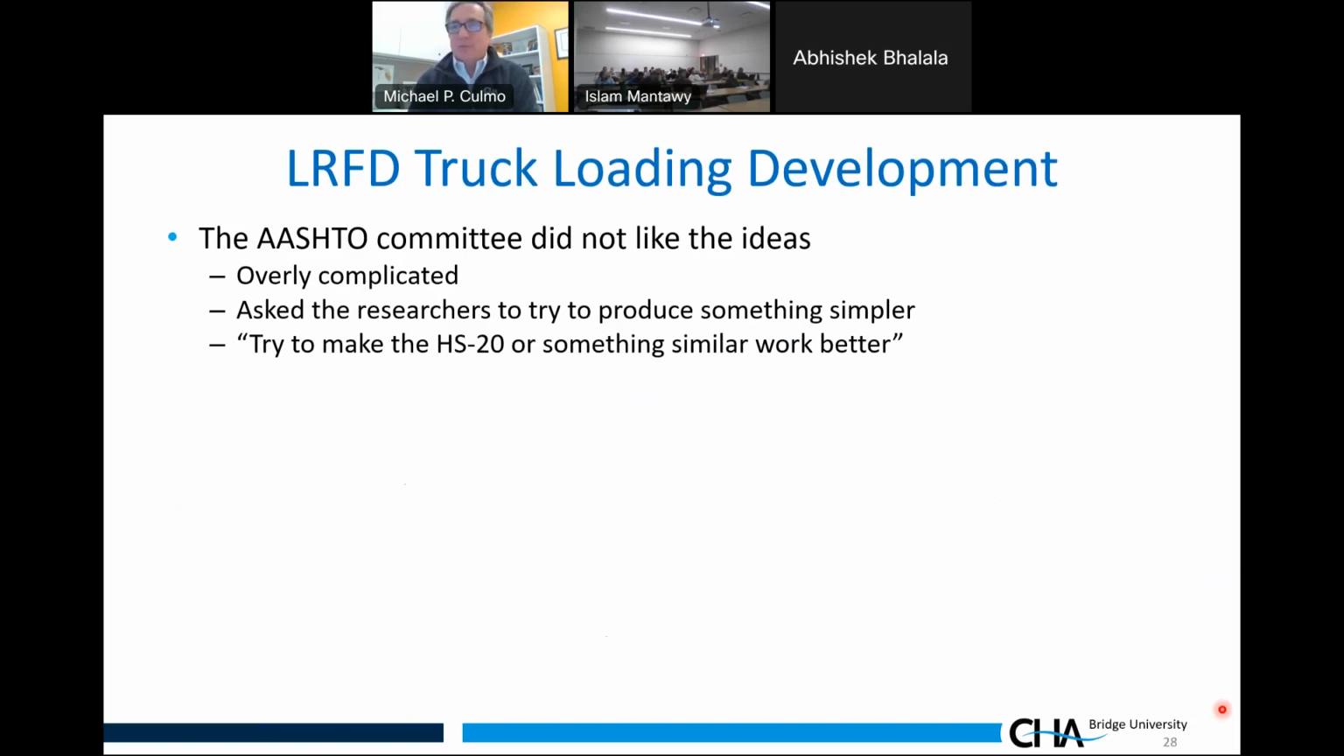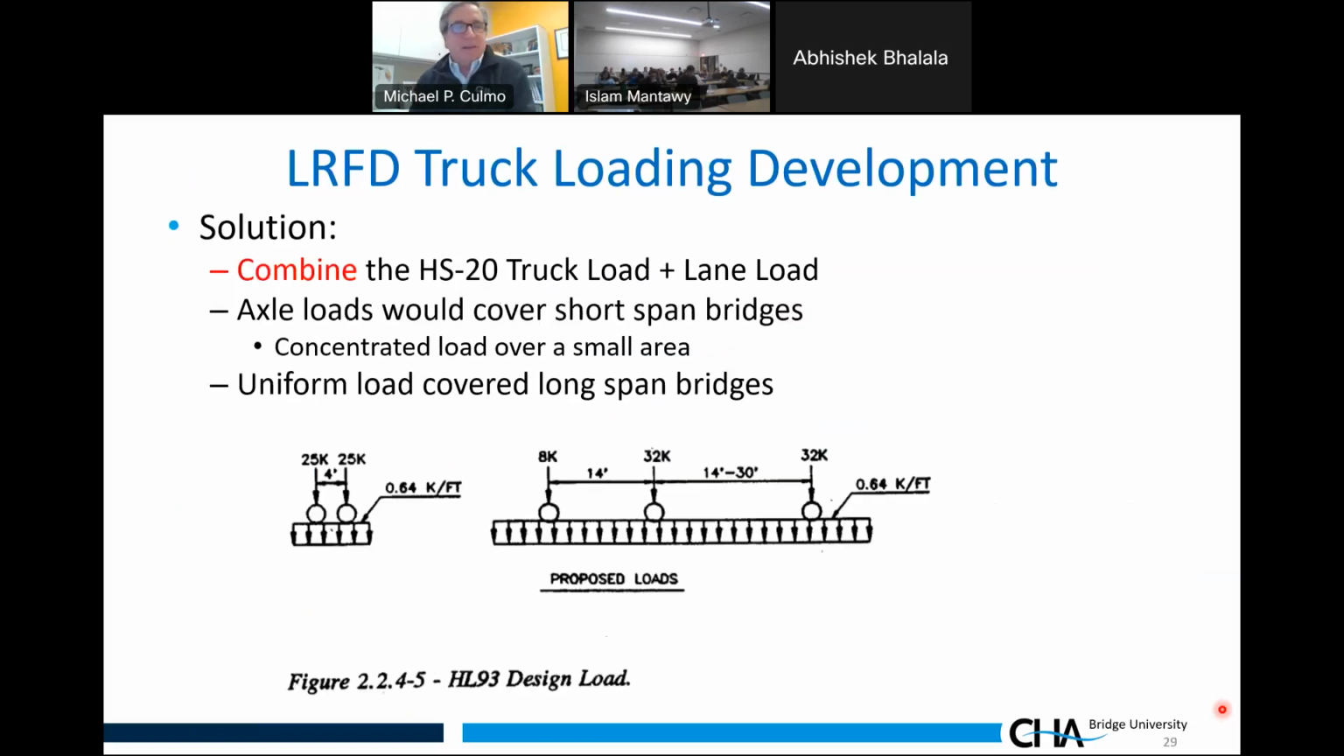And talk about a way of being discouraged. You spend 1.5 years doing research, and you come in and they tell you, quote, try to make the HS20 or something similar work better. So they did 1.5 years worth of the work, and they were told go back to the drawing board and start again. So they did, and they came up with this idea. We're going to combine the old standard specification HS20 truck, which is the 3-axle truck with 8 kips, 32 and 32 kips, but we're going to put the live load on top of it. You might say, are we not doubling the load? And the answer is you kind of are doubling the load. But what they found was, well, I'll show in a minute.